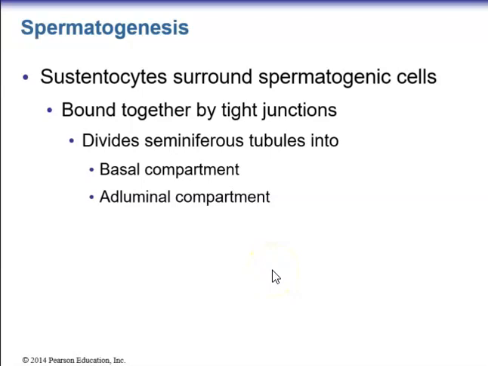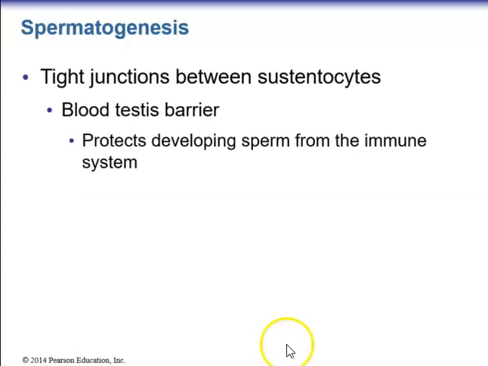So the sustentocytes, the supporting cells, will surround spermatogenic cells. These are bound together by tight junctions, which divide the seminiferous tubules into a basal compartment and an adluminal compartment. So the tight junctions between the sustentocytes will form that blood-testis barrier and protect developing sperm from the immune system.